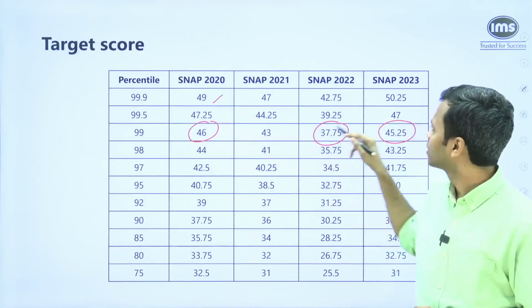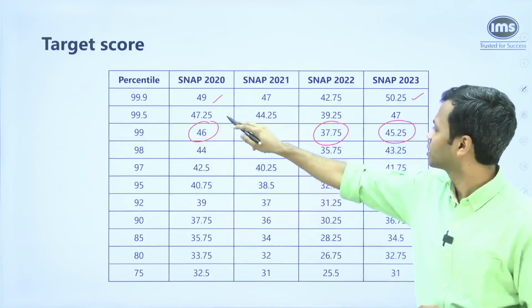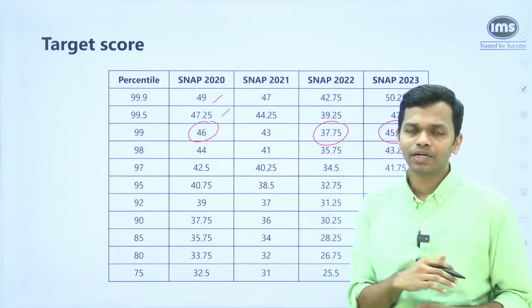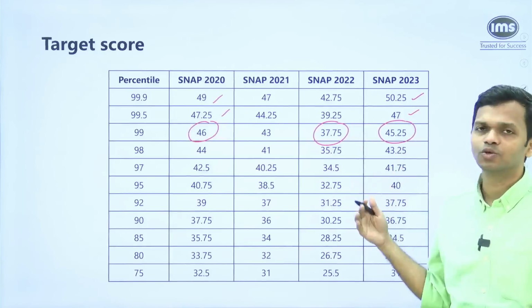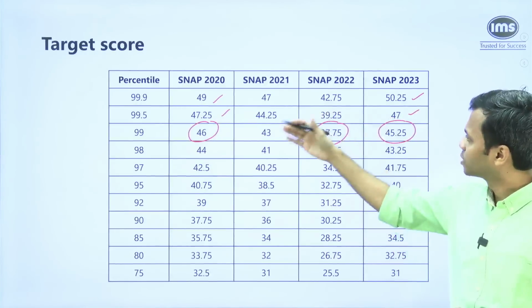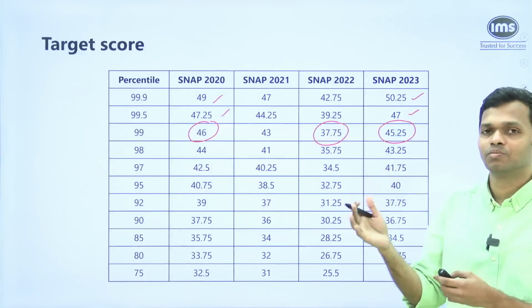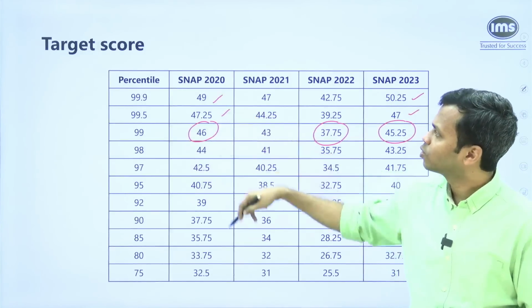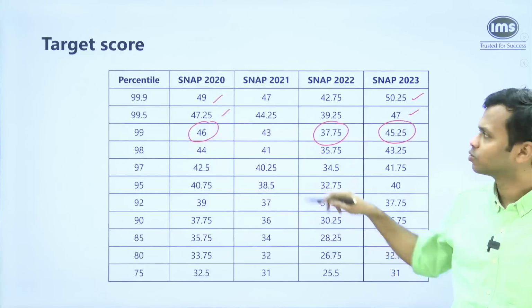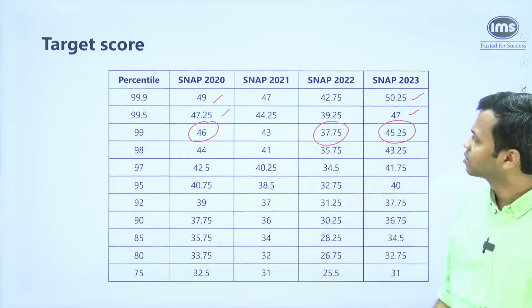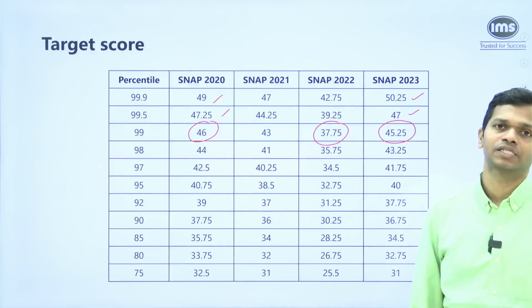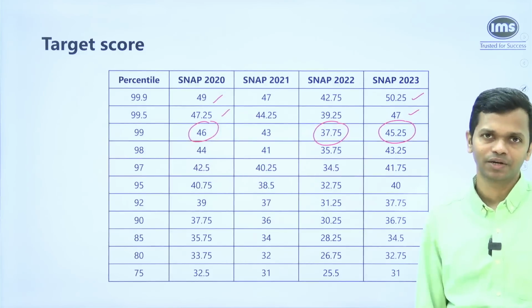You see a 49 here, you see a 50 here, you see a 47, you see a 47 here. So in SNAP 23, if you look at the final scoring that has happened, percentile versus the score, the maximum score of the 3 SNAP attempts that are there, you see that it's very close to SNAP 2020. So 2020 and 23 were fairly similar. For some particular reason, SNAP 22 was the toughest of the last 4 years of SNAP that we have seen.